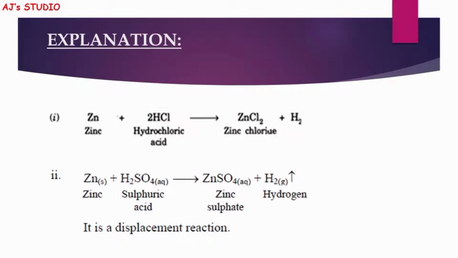The formula of sulfuric acid is H2SO4. So when zinc reacts with H2SO4, as zinc is very reactive, it displaces hydrogen, and because of this we get zinc sulfate, that is ZnSO4, and hydrogen gas, that is H2, is evolved. And because of this hydrogen gas we could hear a popping sound, and here the zinc displaces hydrogen, and because of that we call this reaction a displacement reaction.